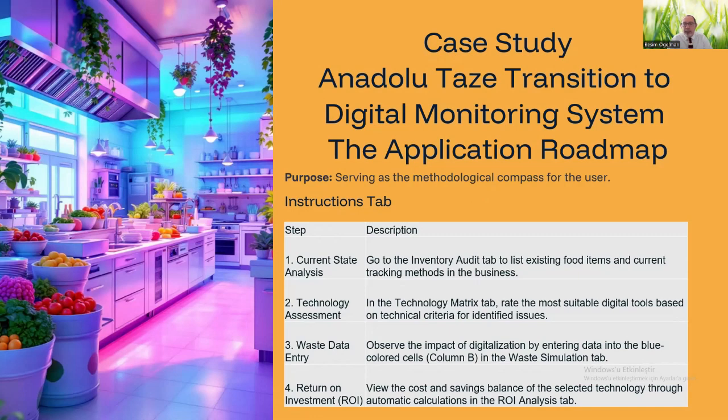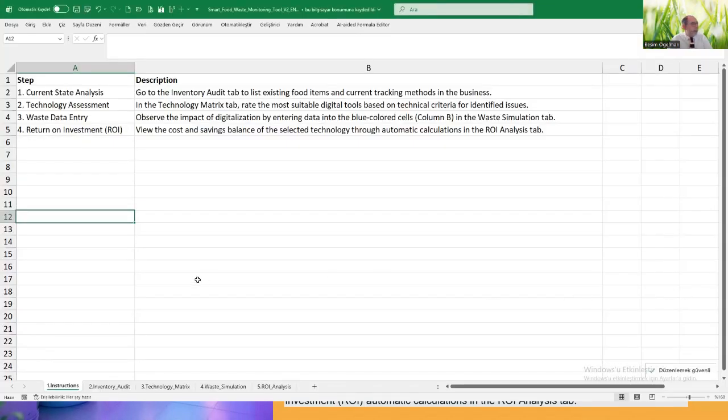And we will use the Excel sheet and formulas after this point. This is our Excel sheet. I will explain this project, transition to digital monitoring system, the application roadmap, with this Excel sheet. The first page contains the introduction.